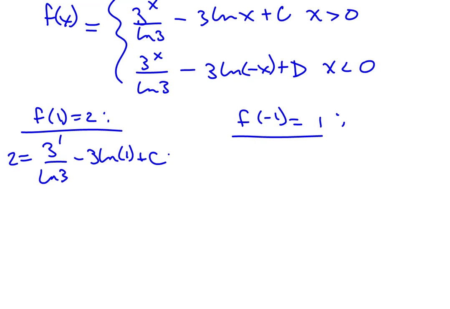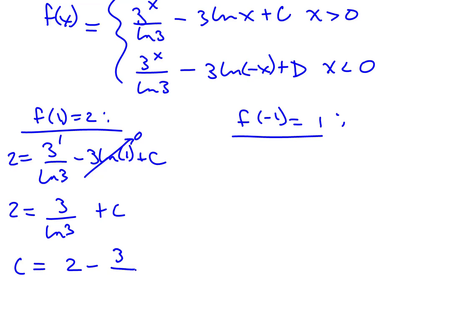So we have to solve this for c now, which would give us 2 equals 3 over the natural log of 3 minus, now natural log of 1 would actually be 0, which means that whole term would just drop out. So that's gone, that's 0, and then that's plus c. So really we could say here that c is 2 minus 3 over the natural log of 3. Now moving on to the next case.